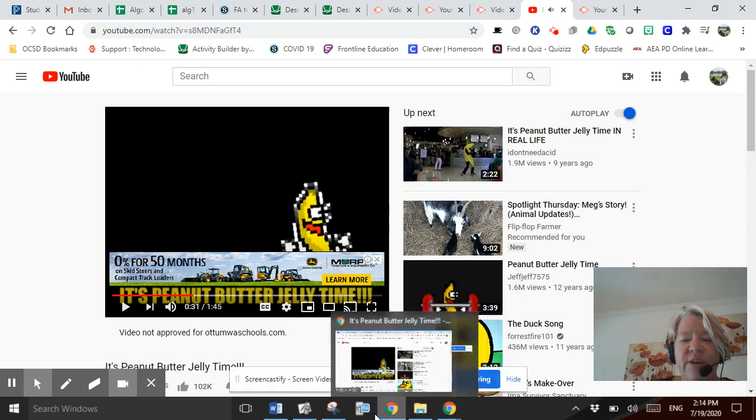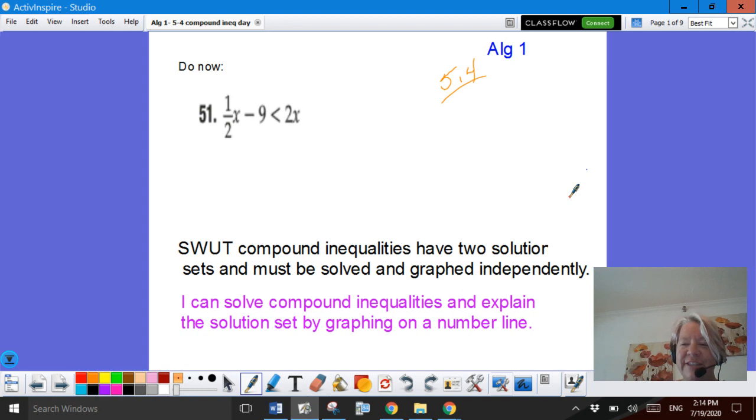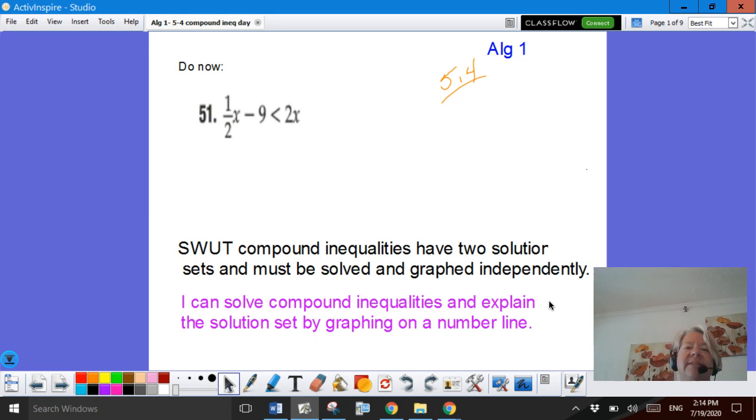I know you're thinking, what kind of crazy thing are we up to today that we're talking about peanut butter jelly time? So we're going to take a look at compound inequalities today, and we're going to realize that they have two different solutions when we are solving. So let's go ahead and solve and graph this inequality for me.